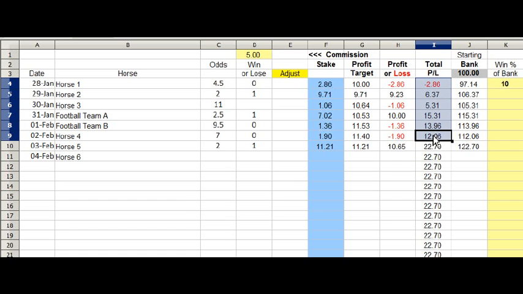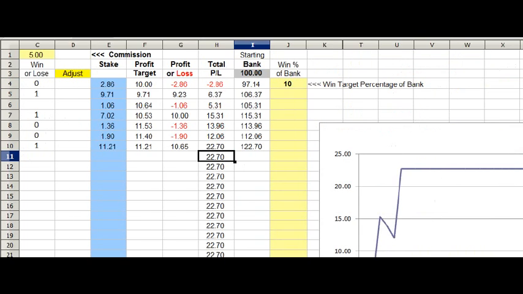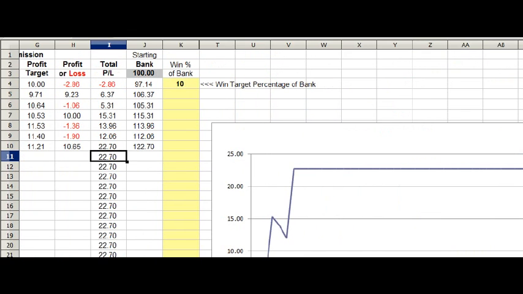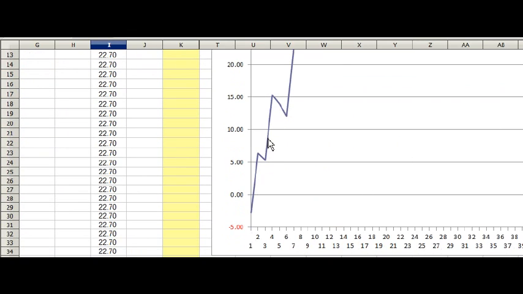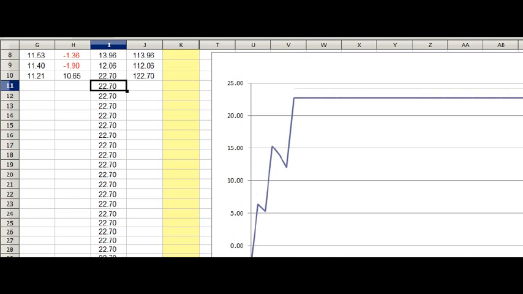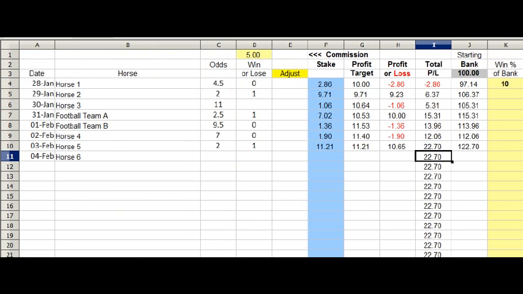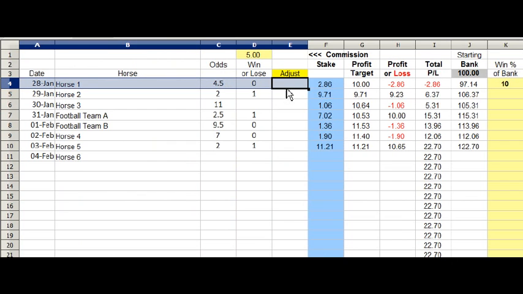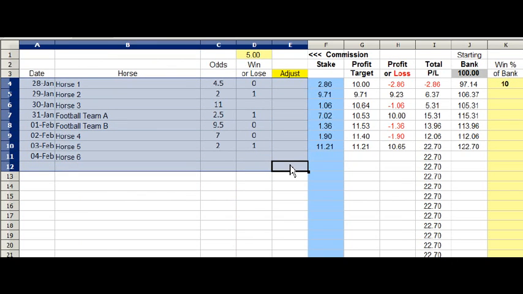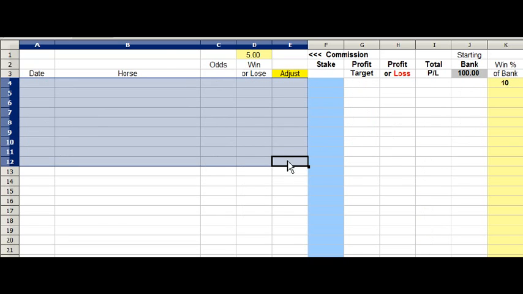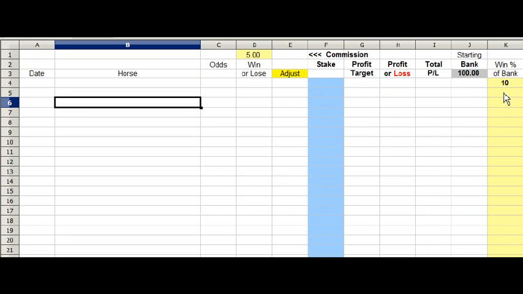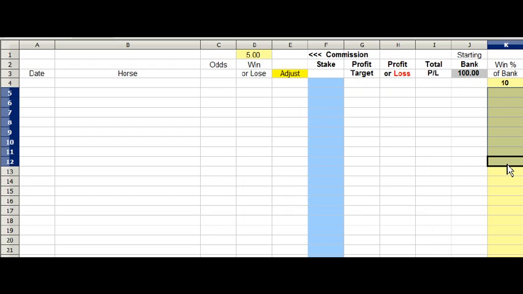Now the progression of your bets, the total of your profit or loss, are shown on a graph over to the right here. So as you hit winners and losers, your graph goes up and down. Okay, so that's the basics of the sheet. To clear the sheet, just delete columns A to E and anything that might be below there in column K.